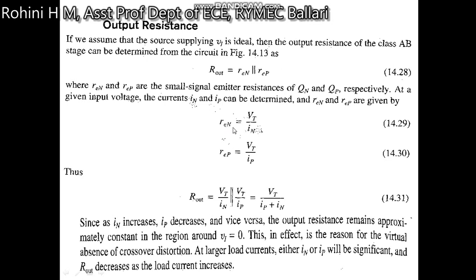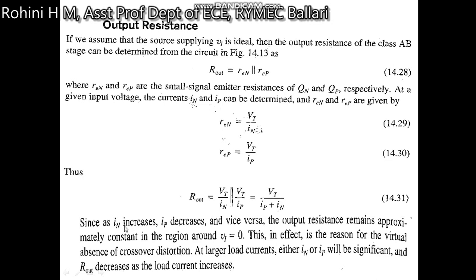where REN is determined by the current IN. So VT by IN gives REN, and VT by IP gives REP. If we substitute these two expressions in the above expression for R out, we obtain this expression. If we solve, we get the output resistance as VT divided by IP plus IN.